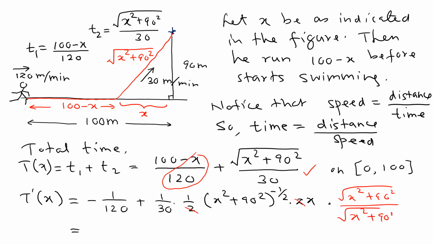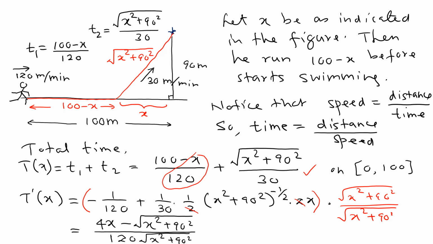So when you do that, you get 4x minus the square root term. So you get the square root of x squared plus 90 squared for the numerator. For the denominator, you get the common denominator, which is 120. That's one term. The other term is the square root of x squared plus 90 squared. So now that's the derivative.